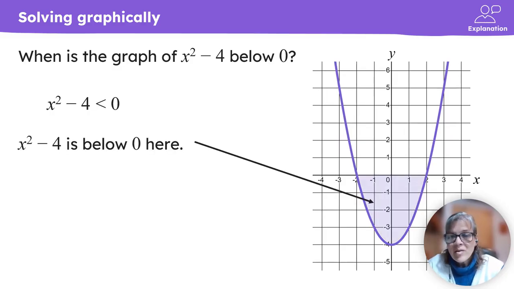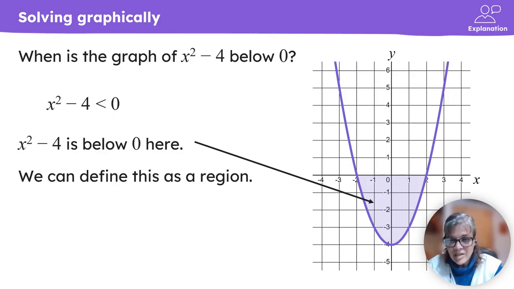We can see where y is equal to 0, it's below that. So we can define this as a region. It's a region that's defined by what the values of x have to be to get this region. X has to be between minus 2 and positive 2 to be below 0.